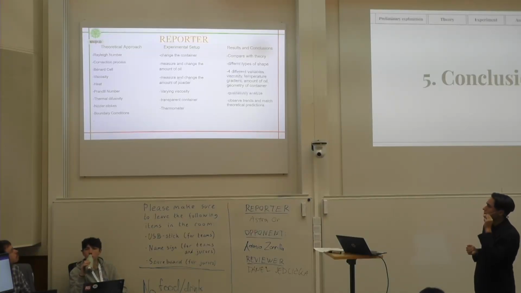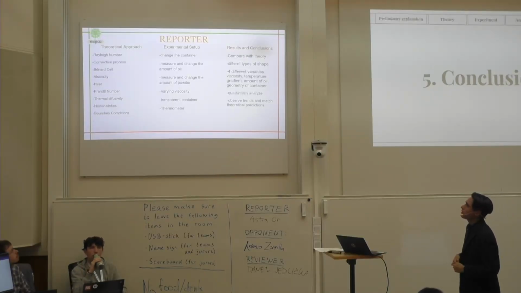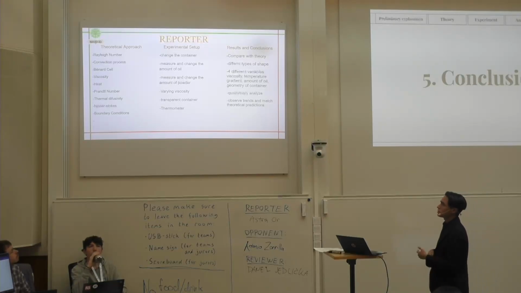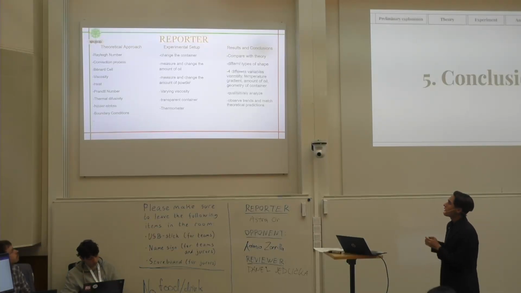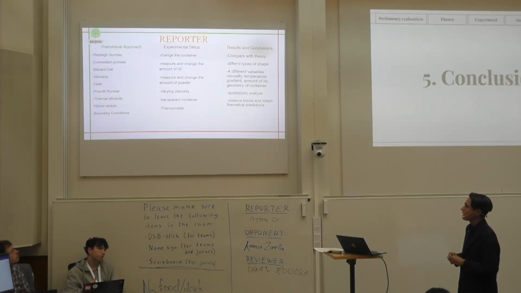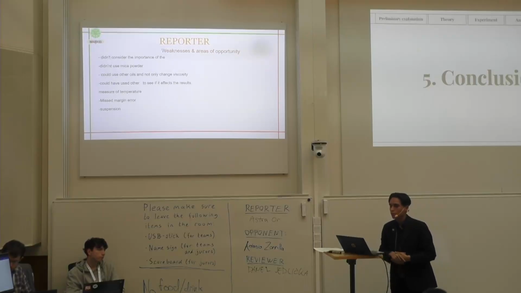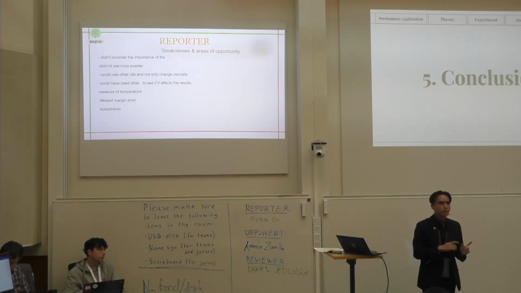Then we have her results and conclusions. She compared with the theory, which is very clear in her graphics, also the different types of shape, and the 4 different variables that she used: the viscosity, temperature gradient, the amount of oil, and the geometry of the container. Then we have her qualitative analysis, which was great, and she observed trends and matched theoretical predictions with the theory and experimentation.